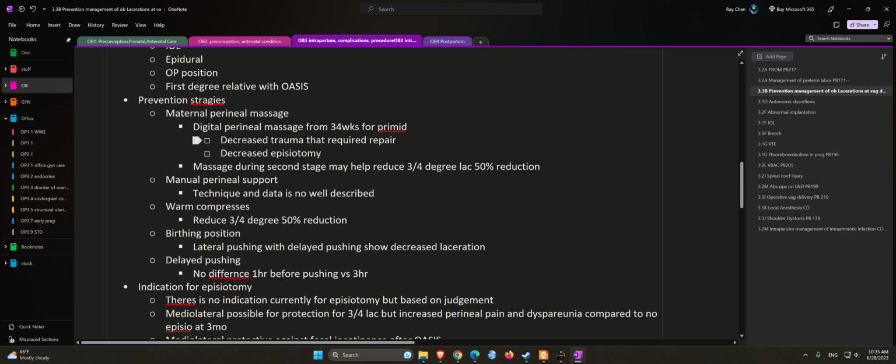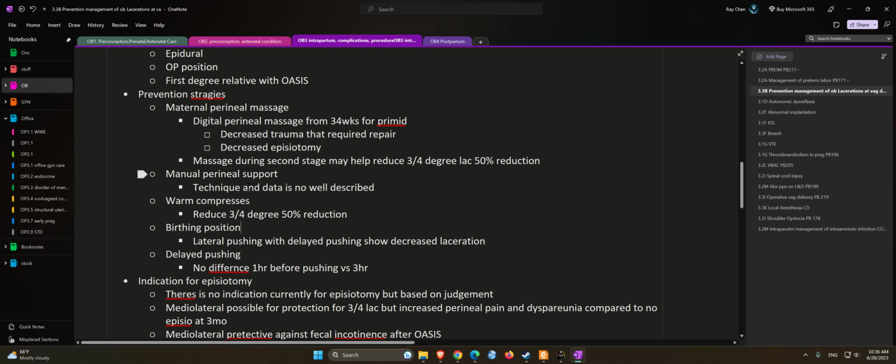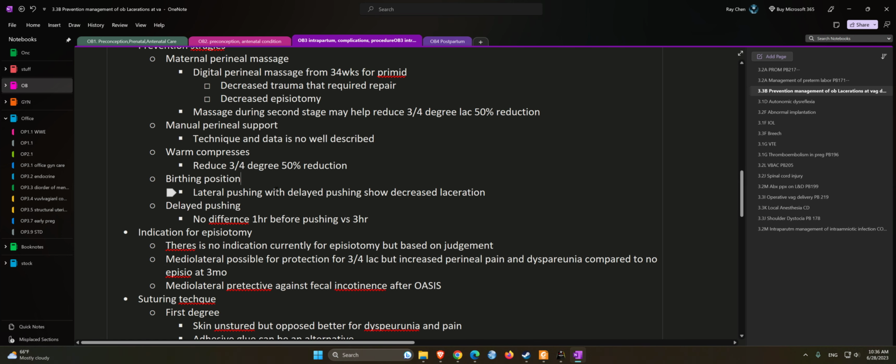Manual perineal support technique, and data is not well described. Warm compresses reduce third and fourth degree laceration by 50%. Birthing position: lateral pushing with delayed pushing showed decreased laceration. For delayed pushing, there's no difference waiting 1 hour before pushing versus 3 hours.